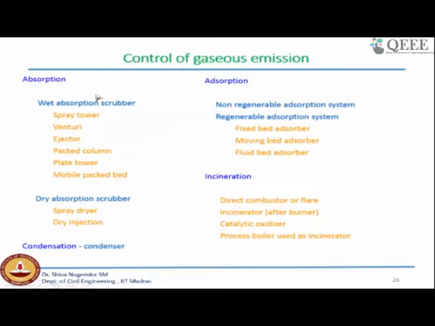Let us go into detail about the gaseous pollutants. For example, a settling chamber will not be useful for gaseous pollutants. The wet scrubber is one which can address both gaseous and particulate pollutants. So wet absorption scrubber can be used, and in particular adsorption, condensation and incineration. These are the four mechanisms that have been widely used in removing the pollutants from the gas stream.